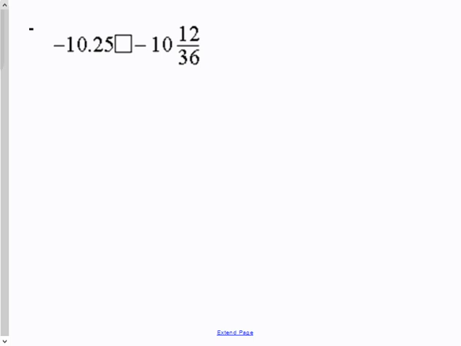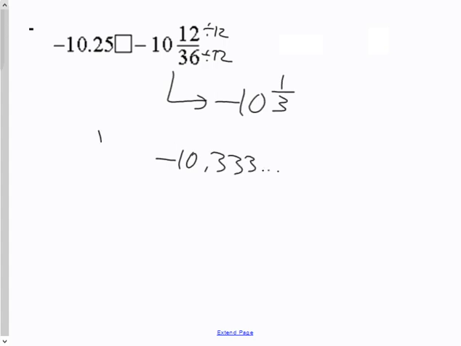And your next question, your last question in this particular section, is negative 10.25 compared to negative 10 and 12/36. This one I can do in my head, and I'll tell you why. In lowest terms, because both are divisible by 12, it's the same thing as 10 and 1/3. I know that 1/3 is 0.3 repeating, so this is going to be negative 10.333 forever. In comparing that to this one here, because we're talking about negative numbers, the larger number is closer to 0. Therefore, this one is closer to 0 as a negative number, and therefore is the larger of the two.